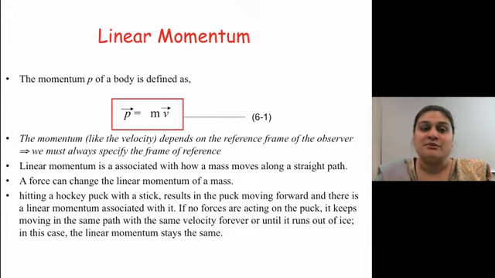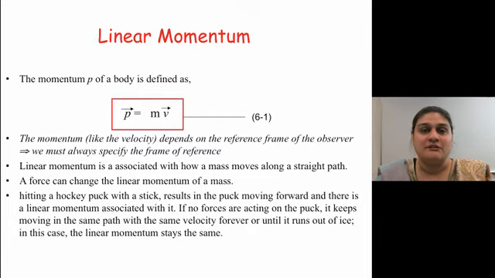Linear momentum. The momentum of a body is defined as m times the velocity. Note, p is a vector quantity because velocity is a vector quantity. Linear momentum is associated with how a mass moves along a straight path. A force can change the linear momentum of a mass.